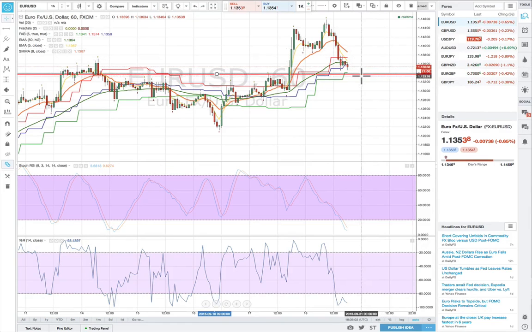Either we get a dip down here below this 1.13373 area, or we have one of those other things occur, and then we'll be looking to buy into this particular market. So that's the Euro US dollar.